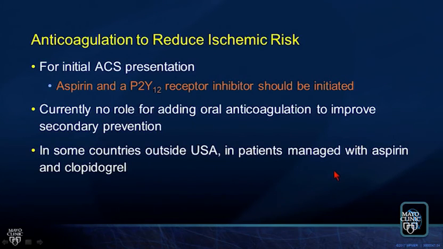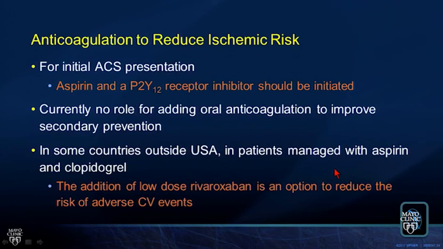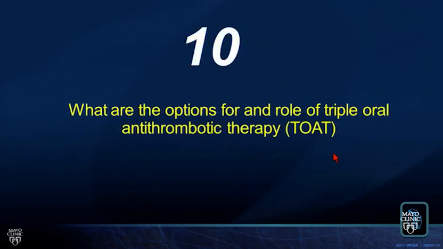In some countries outside the USA, in patients managed with aspirin and clopidogrel, the addition of low-dose rivaroxaban is an option to reduce the risk of adverse CV events. Now again, this does not apply to the US. It's not approved in this setting.